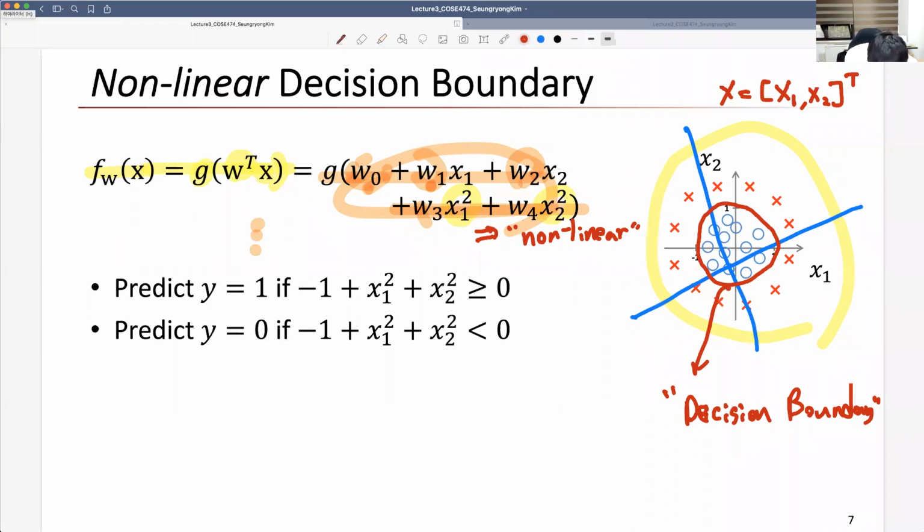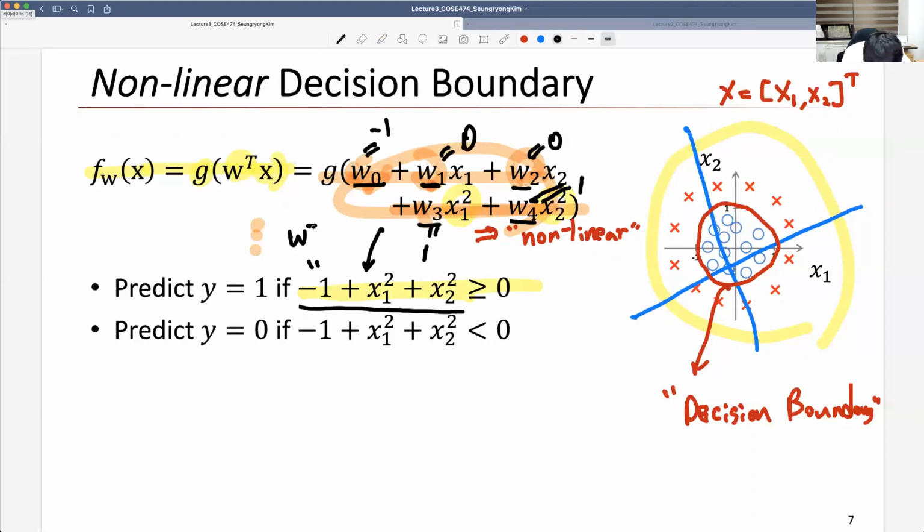So in this case, W0 was -1, W1 was 1, W2 was 0, W3 was 1, and W4 was also 1. Okay. Then the inequality of this classification problem is going to be something like this, right? In this case, this term represents W transpose x, right?